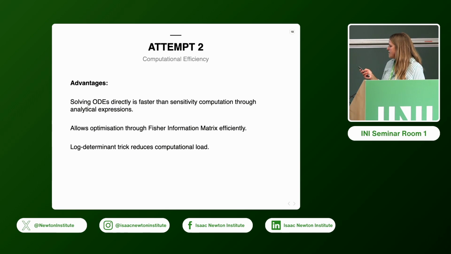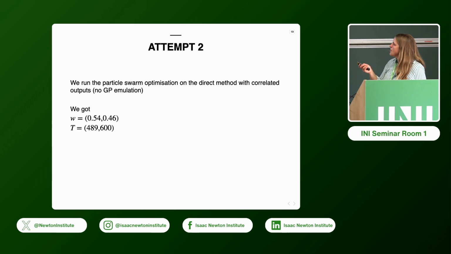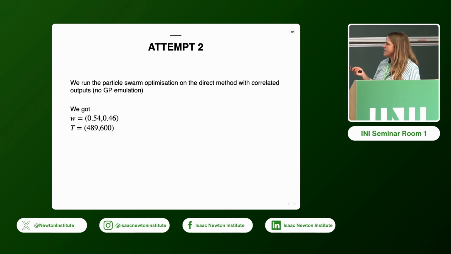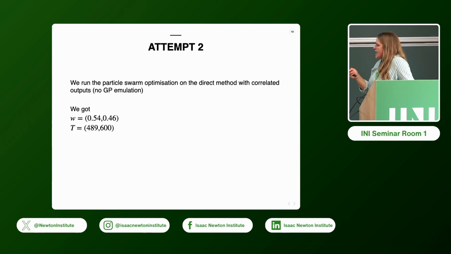But how does that compare? So I decided to just brute force this with particle swarm, so I didn't fit any GPs. I had flat interval priors. I've done the direct method where I extend the system of ODEs and solve it. And I've used the second version of the D-optimality criterion. And it converged to something like this.